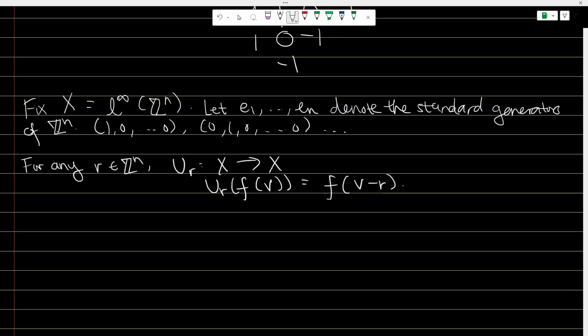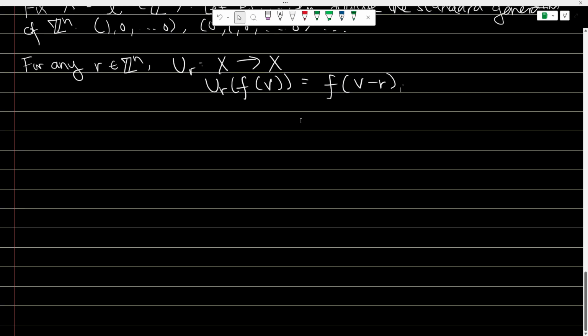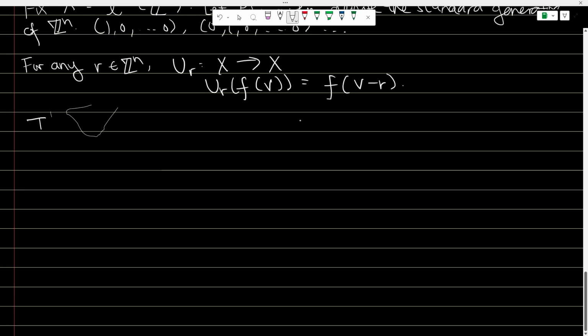And now I'm going to define a kind of averaging operator, T. I'm going to define an averaging operator, T. Once I figure out how to not be stupid.